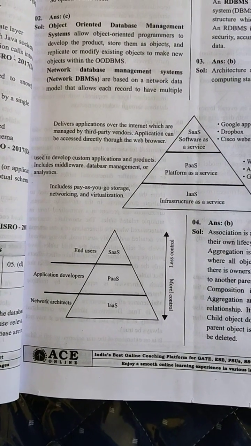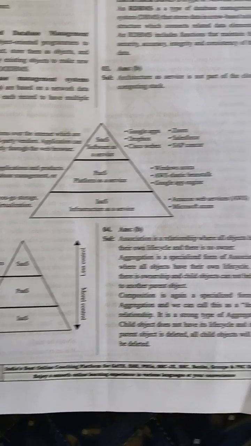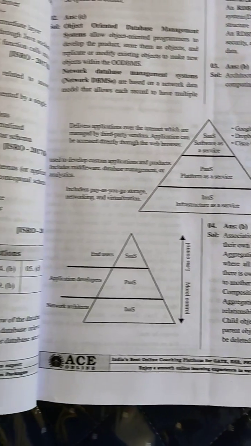Includes pay-as-you-go storage, networking, and virtualization. IaaS, infrastructure as a service. Amazon Web Services, Microsoft Azure.